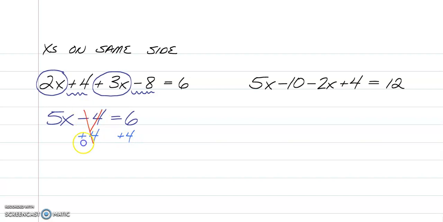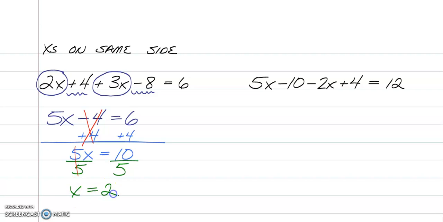A negative 4 and a positive 4 cancel, which means over here you are going to add your 6 and 4 and get a 10. And all that's left on the left is a 5x. What do you do now? You divide both sides by 5. Just like we did before. The 5s are going to cancel, and now you are left with x is equal to 2 because 10 divided by 5 is 2. Okay?